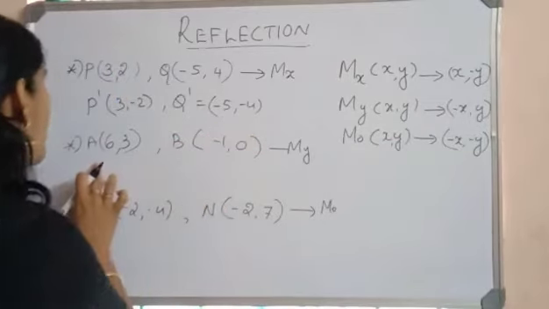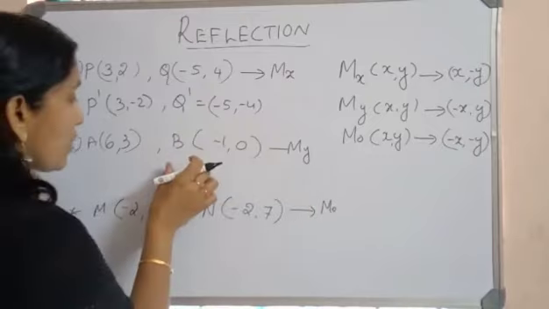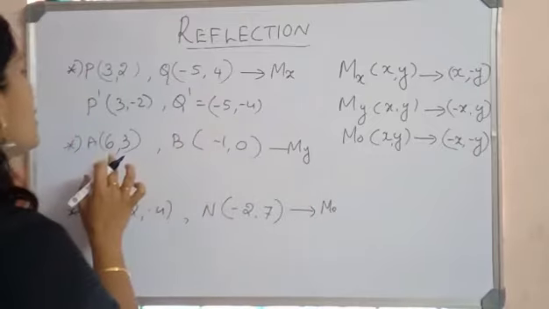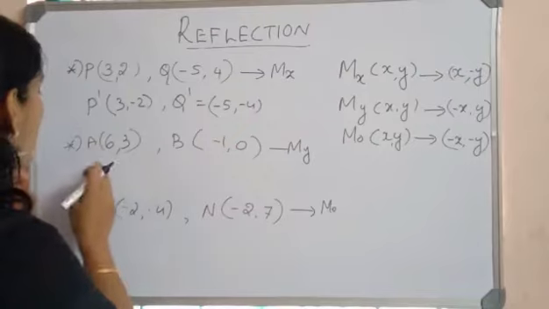Here the reflection is taking place in the y-axis. So whenever the reflection takes place in the y-axis, the x coordinate changes. The x coordinate becomes negative.